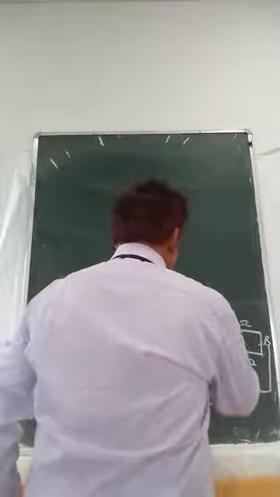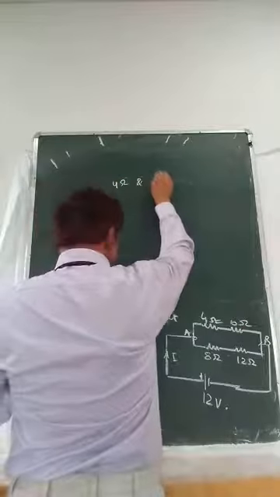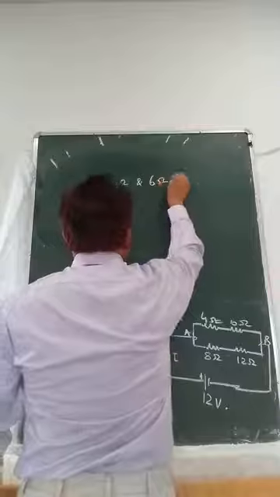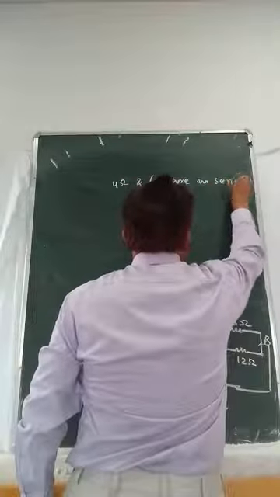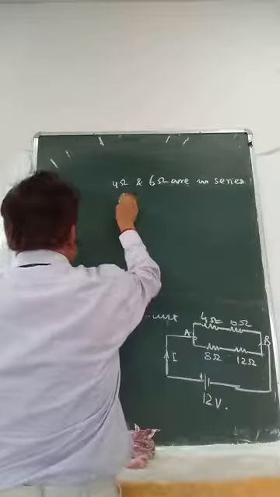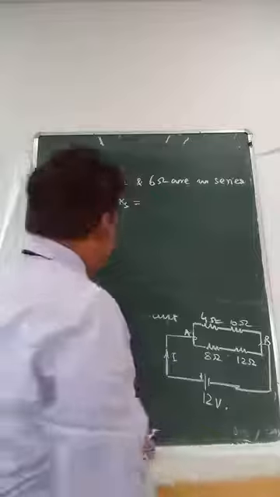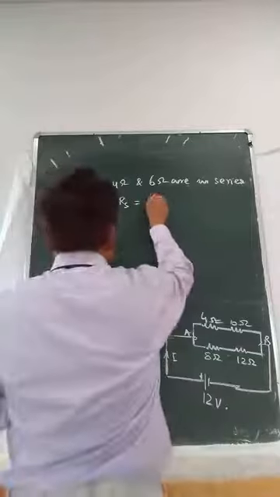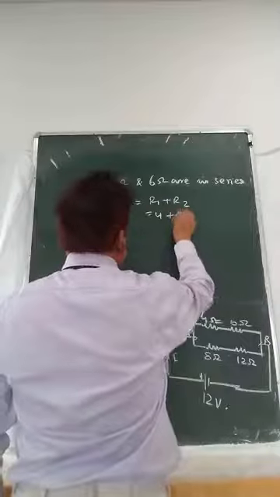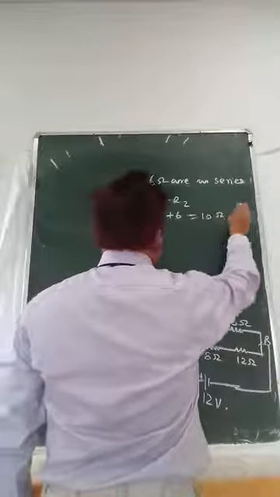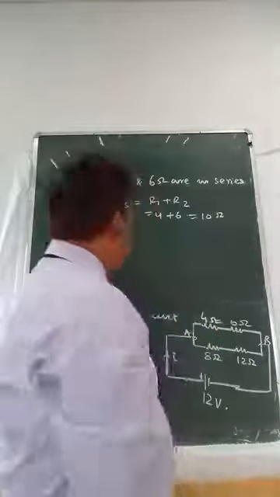So you can write here, 4 ohm and 6 ohm are in series. So I can write resistance series equals R1 plus R2, formula. So 4 plus 6, that is 10 ohm. These two combined became 10 ohm.